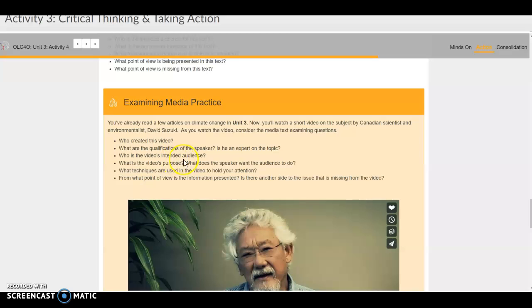Who is the video's intended audience? So who is he trying to reach in his message? What is the video's purpose? What does the speaker want the audience to do? What techniques are used in the video to hold your attention? And from what point of view is the information presented? And can you think of another point of view or another side of the issue that this video is not presenting?